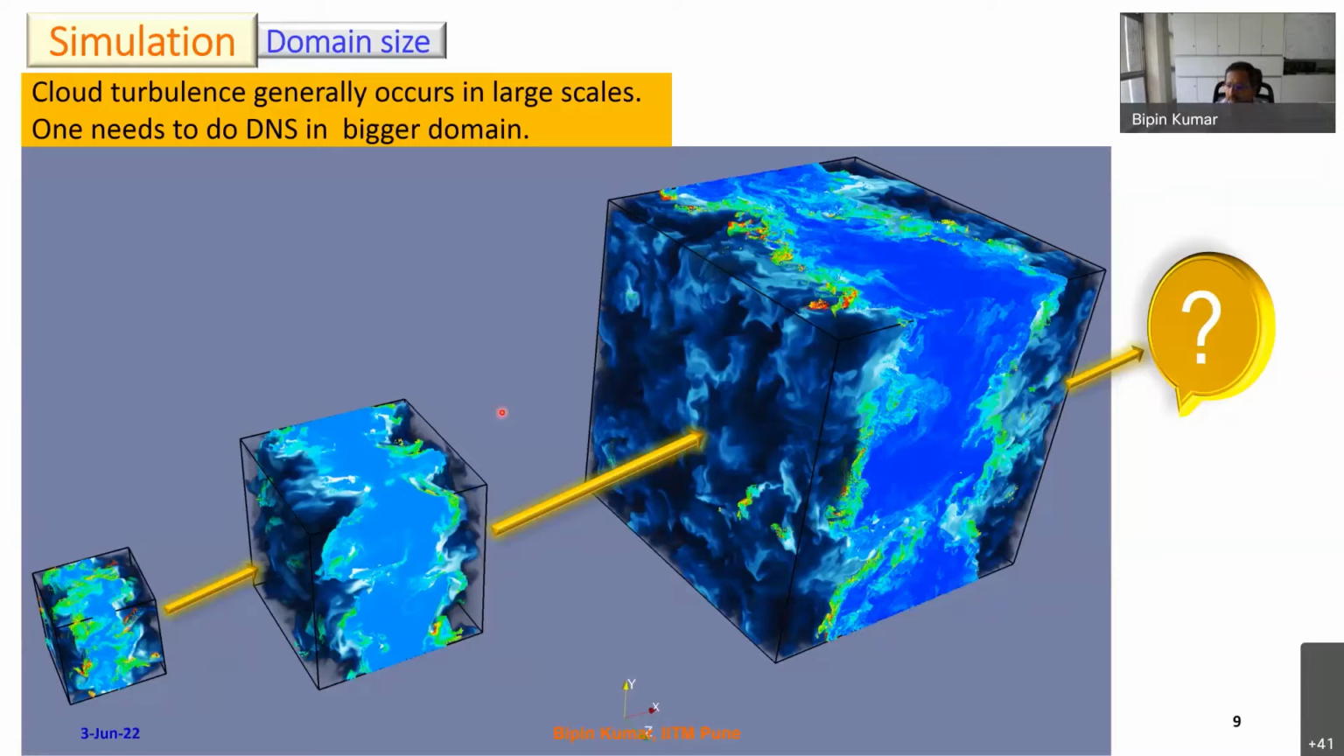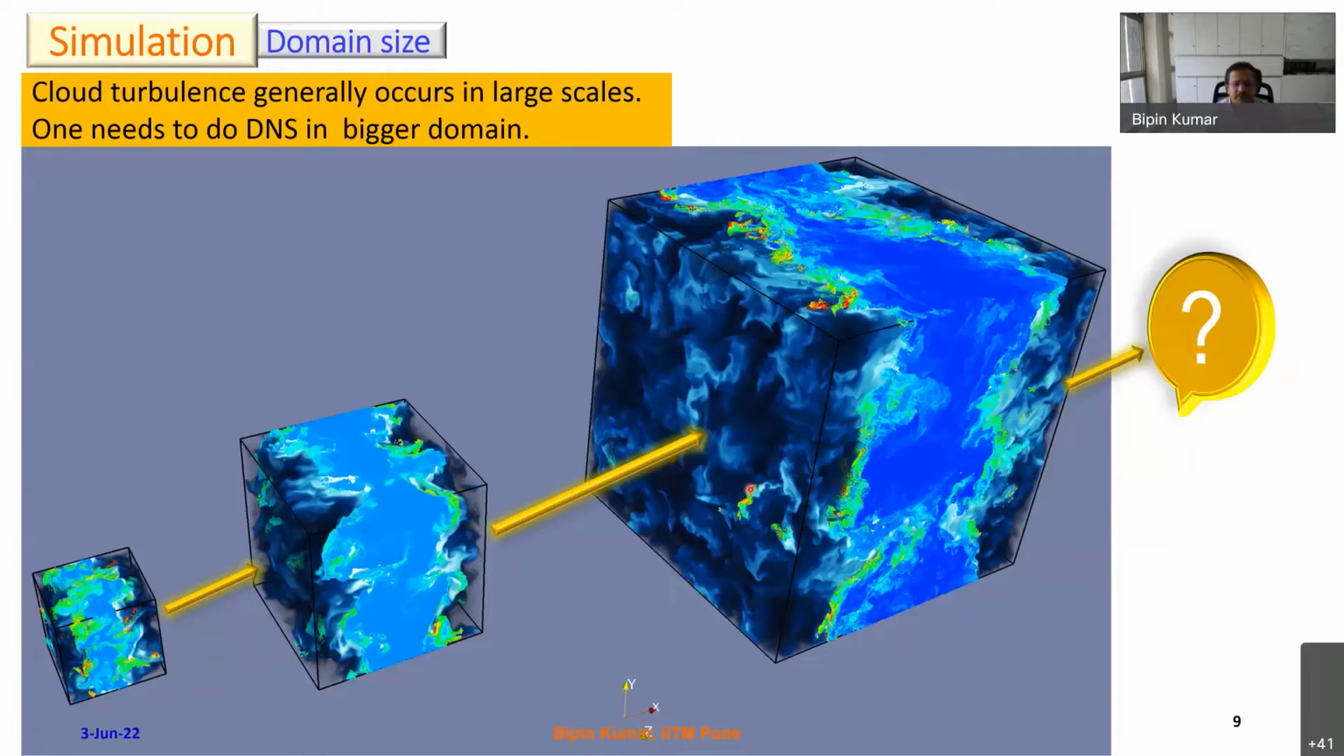This is the work I am describing, the whole journey of the last 1 decade, of what has been done using DNS in cloud microphysics. We started working initially with a 25 centimeter domain, then a 50 centimeter cube domain, then a 1 meter cube domain. It's okay, but still, in a 1 meter cube domain, what are we getting? If you talk about the turbulence, there are eddies, and the eddies are really big in the real cloud.